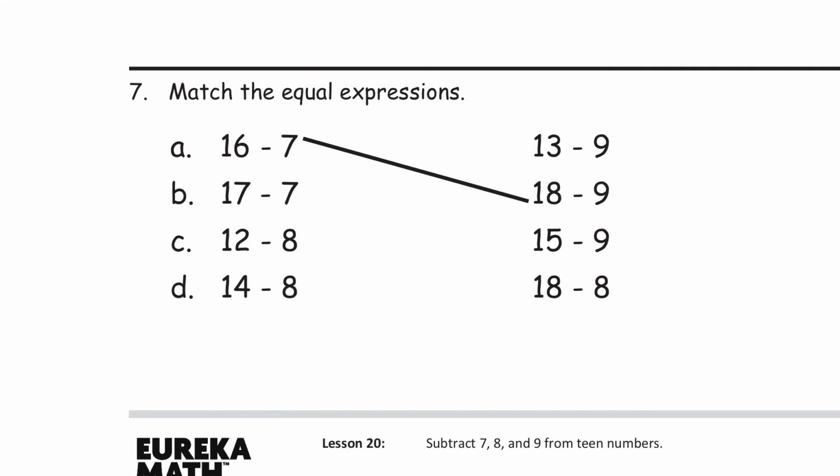All right, welcome back, boys and girls. Now, this is an interesting problem they gave us here on number 7. It says match the equal expressions. So they did the first one for us. 16 minus 7 equals 18 minus 9. So here's what I want us to look at. These are actually going to be the same answers. 16 minus 7, well, how could that be?